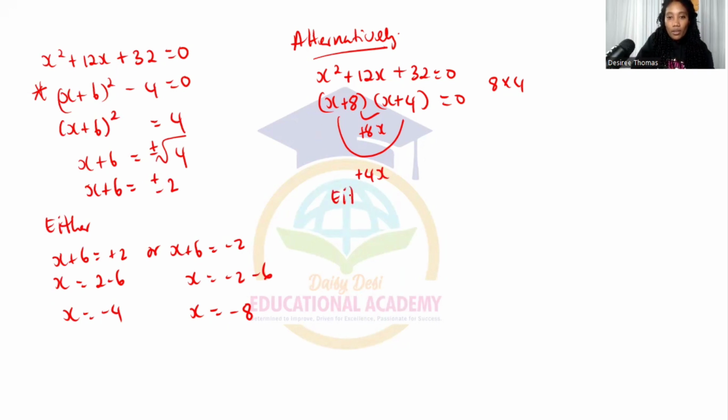Now either the first bracket equals 0 or the second bracket equals 0. So either x plus 8 equal to 0 or the second bracket x plus 4 equal to 0. So we have x is equal to minus 8 or x is equal to minus 4. The same answer as the left-hand side. So whichever way you work it out, you're going to get the correct answer.